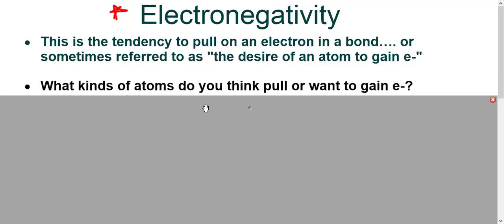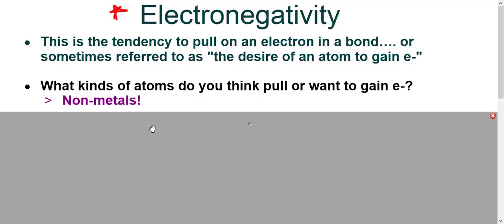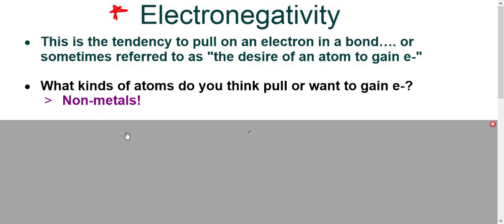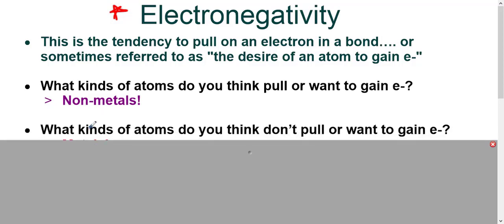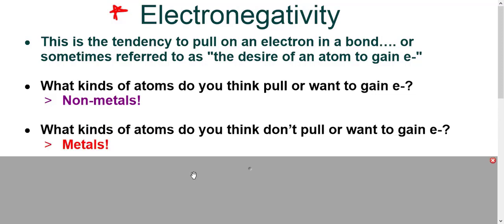Okay, so if you think about what kind of atoms already want to gain electrons, we want to think about those that want to form negative ions because they want to gain electrons to fill energy levels. So those nonmetals are going to have higher electronegativity if we're comparing them to the metals, okay? Because remember, think about what kind of atoms don't want to gain electrons? Well, your metals. Your metals want to become cations. They want to lose electrons. So they're not going to have high electronegativity.